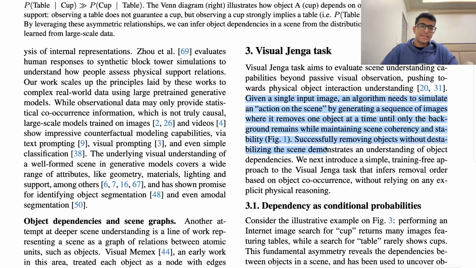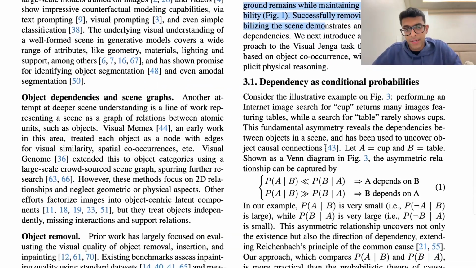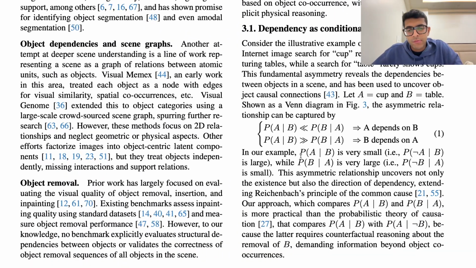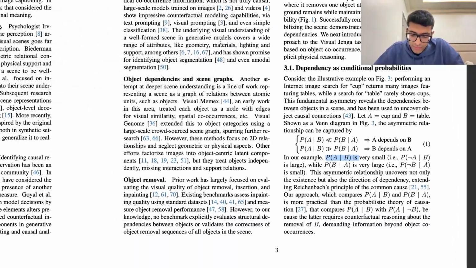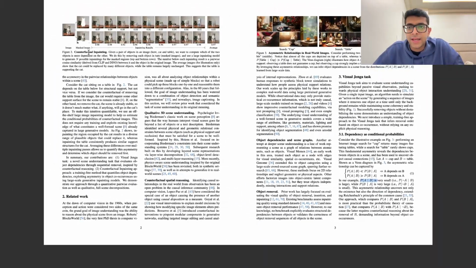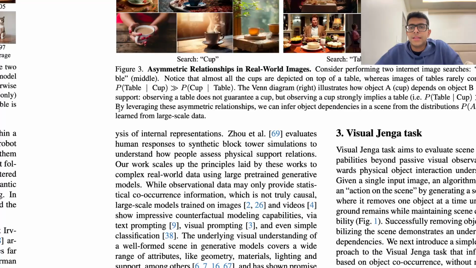Now again, let's discuss the dependency on conditional probabilities. We all know probability, and we can see P(A|B) in this case is very small and P(B|A) is very large. In the case of the cup and the table as well, we can refer to it in the same way, like in this case.